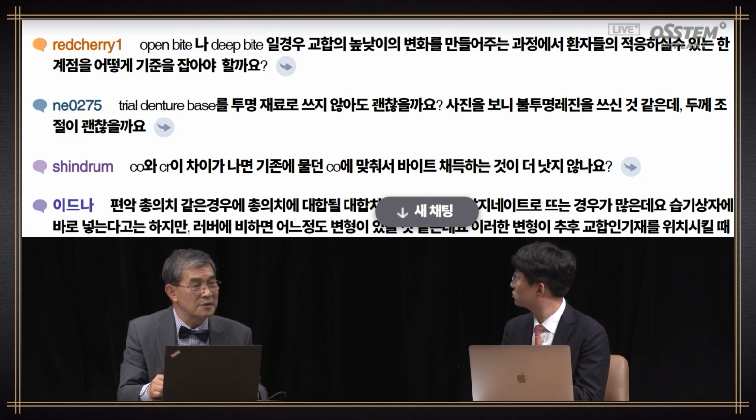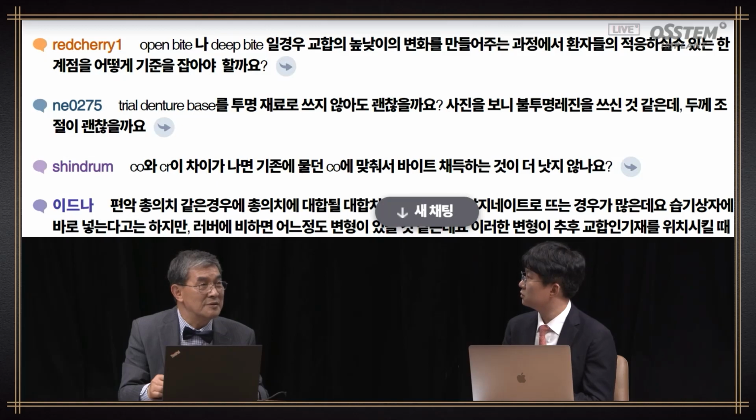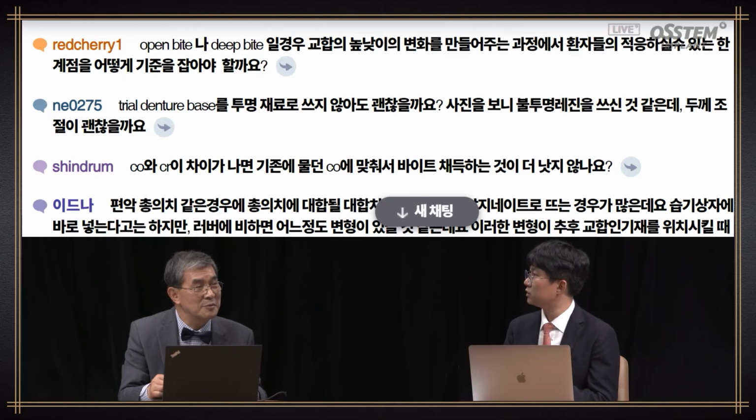Is deep bite more favorable for a denture? Deep bite? I don't deliberately provide deep bite. Right. A deep bite is for prognathism, so it would not really work. Next question.